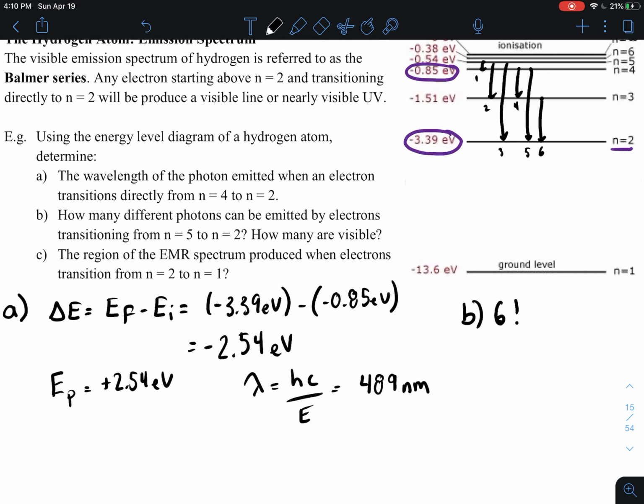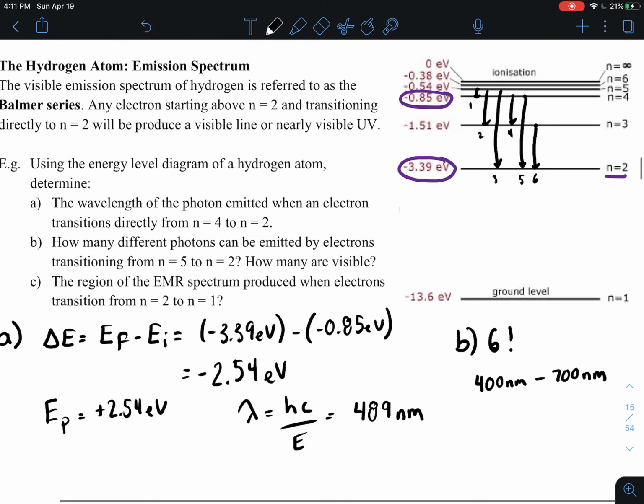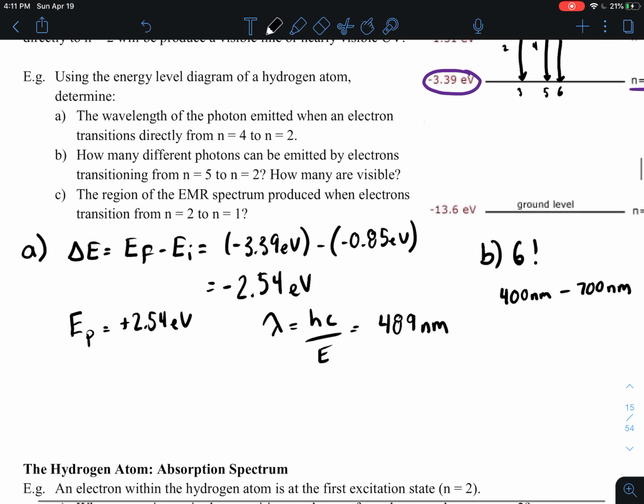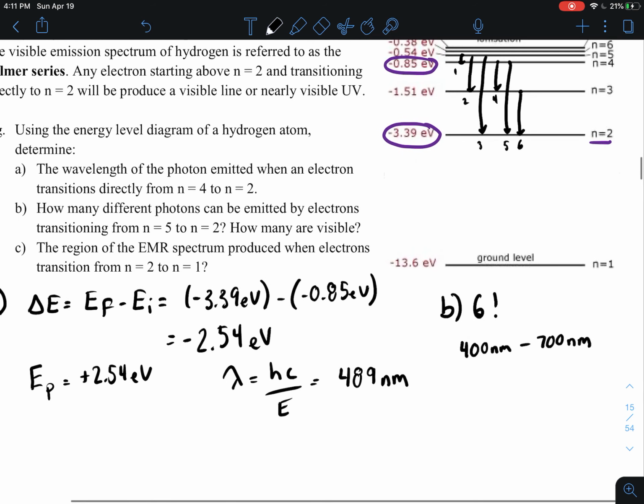How many are visible? We need to remember what visible means: roughly 400 nanometers to 700 nanometers. I already know the one from 4 to 2 is visible, and that was number 5 here. So let's try maybe the really small one and the really large one to see where our balance is. Or what we can do is find which ones fit in terms of energy levels. This one would take a few steps, so let's try this out.